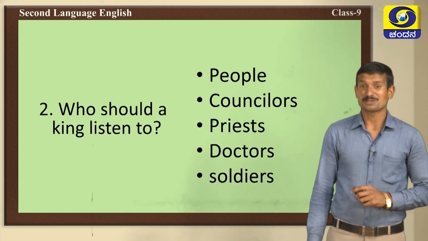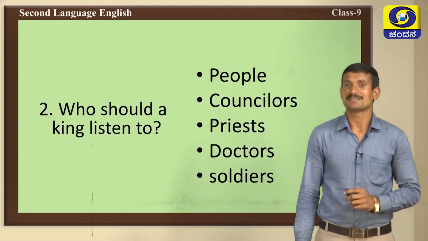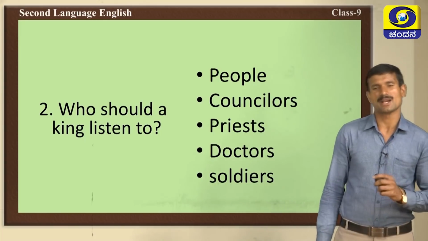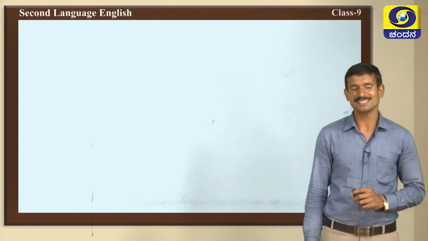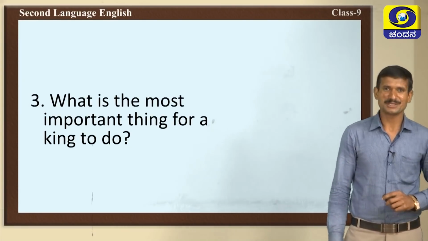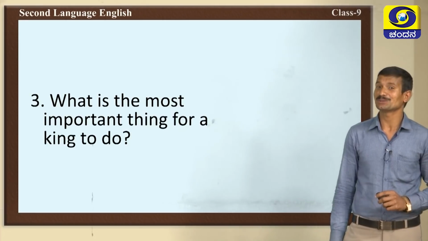Soldiers. Yes, soldiers are also very important. They could fight with the enemies. These are the answers given by the wise man. Next, we will move to the third question. What is the third question? Yes, very good. What is the most important thing for a king to do?